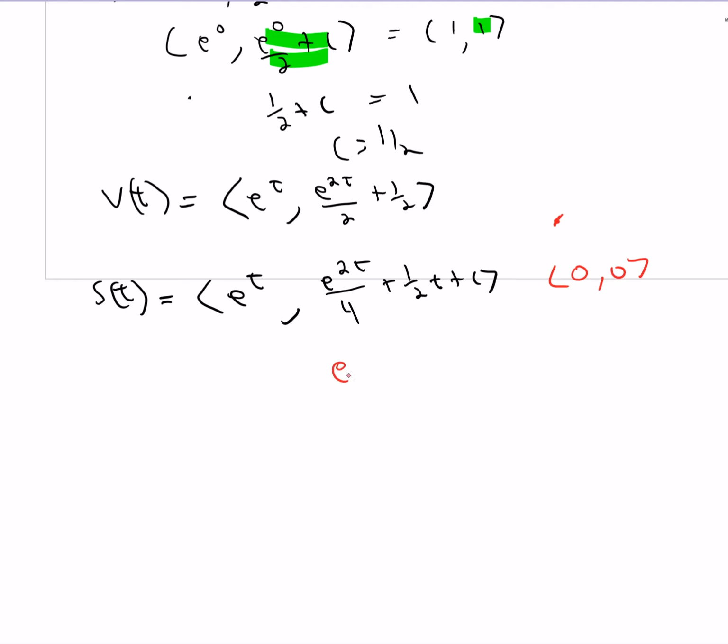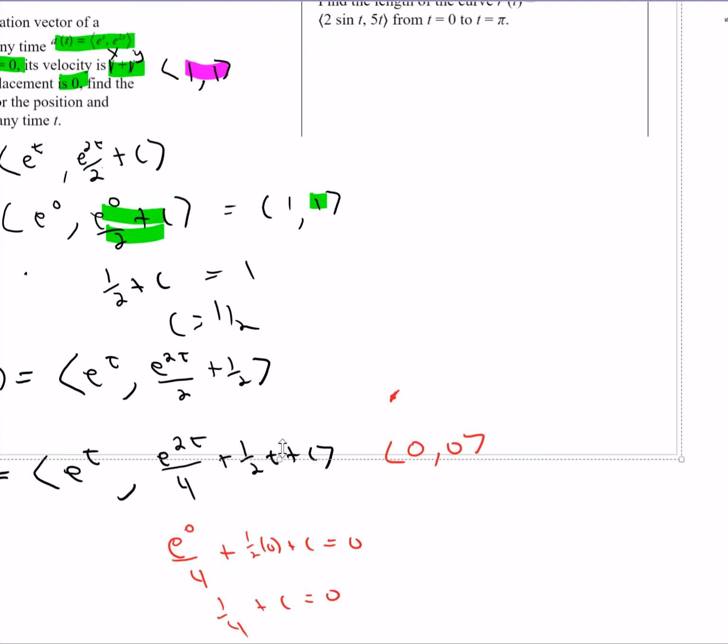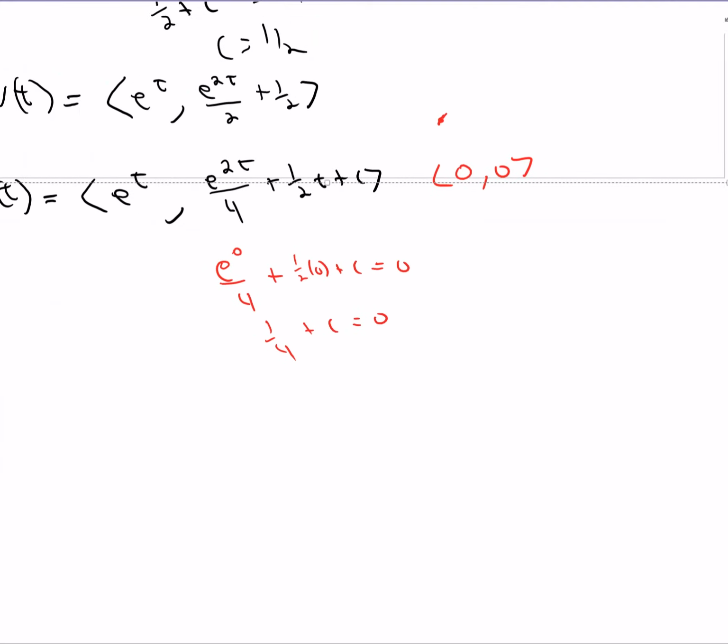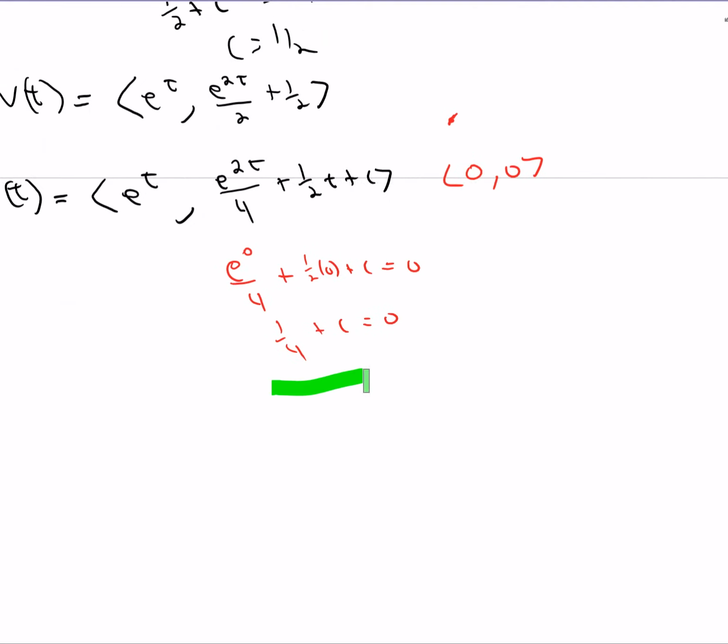So we're going to set e to the 0 over 4 plus 1/2 times 0 plus c has to equal 0. So this is 1/4 plus c equals 0. And so we get c equals, c would be negative 1/4. There's something wrong with this, because, oh, you know what? We didn't take into account this guy when we did it.